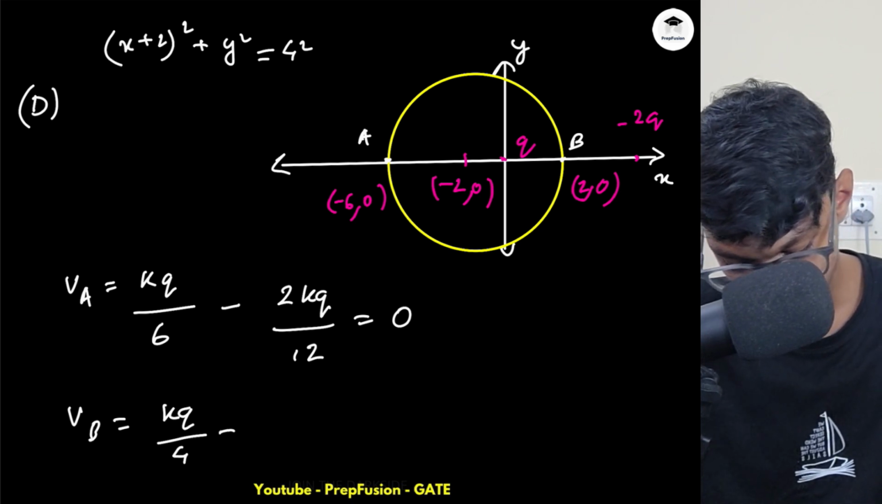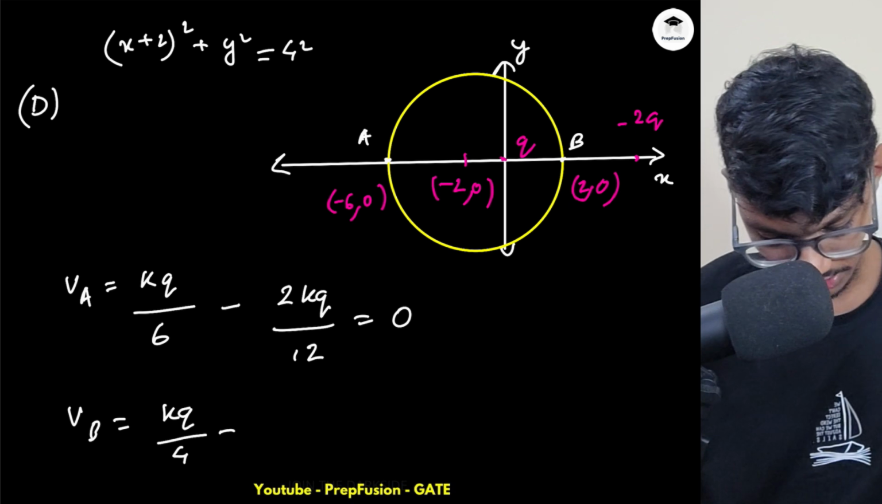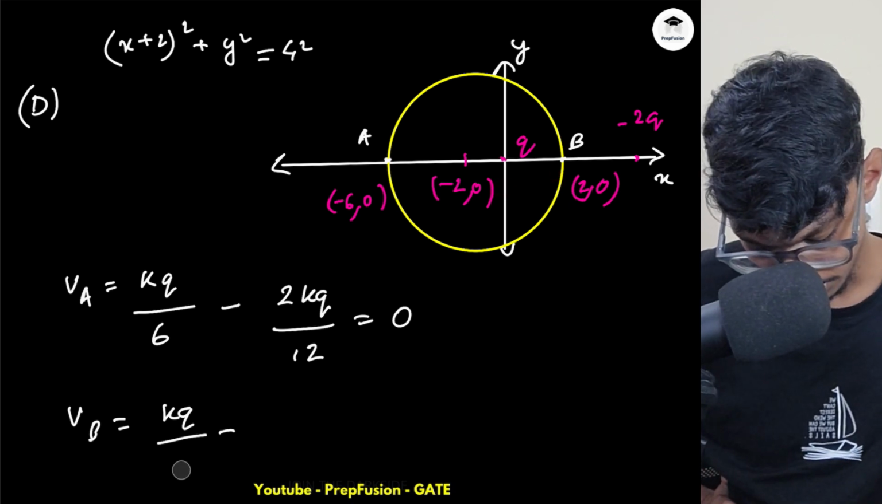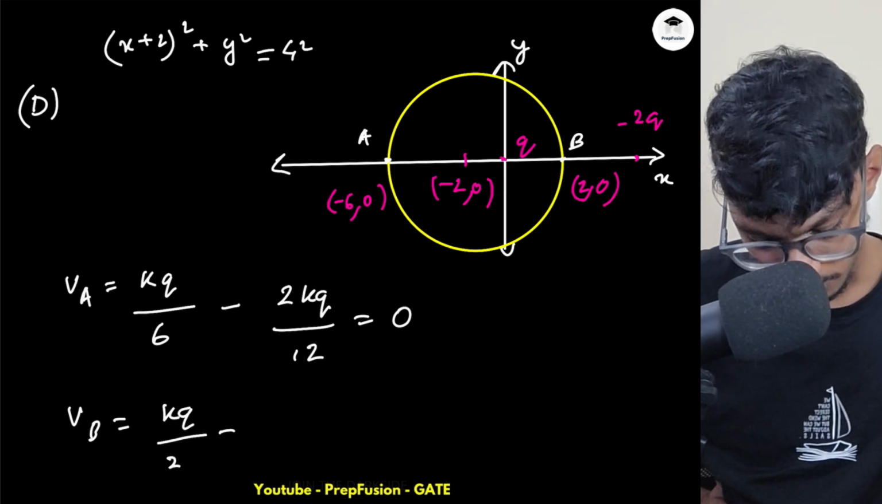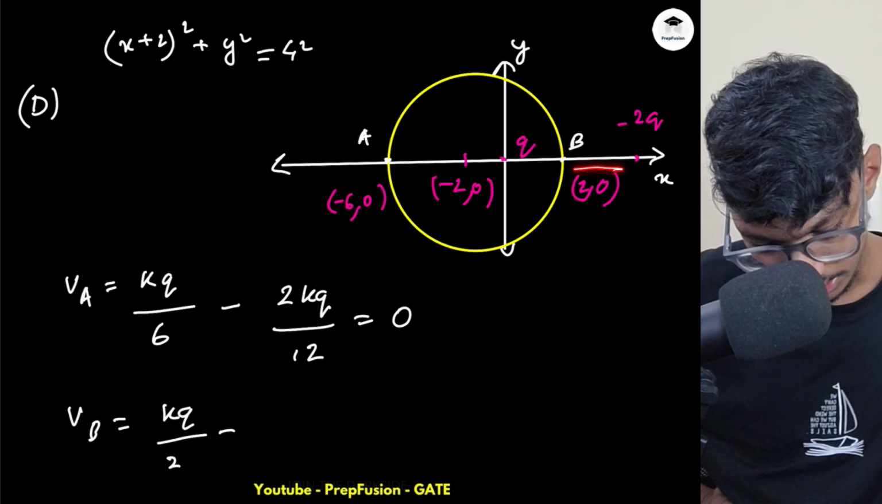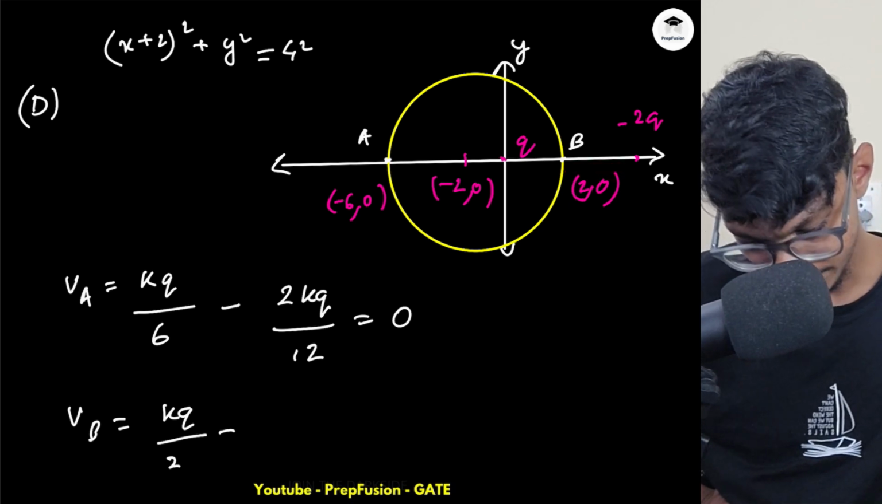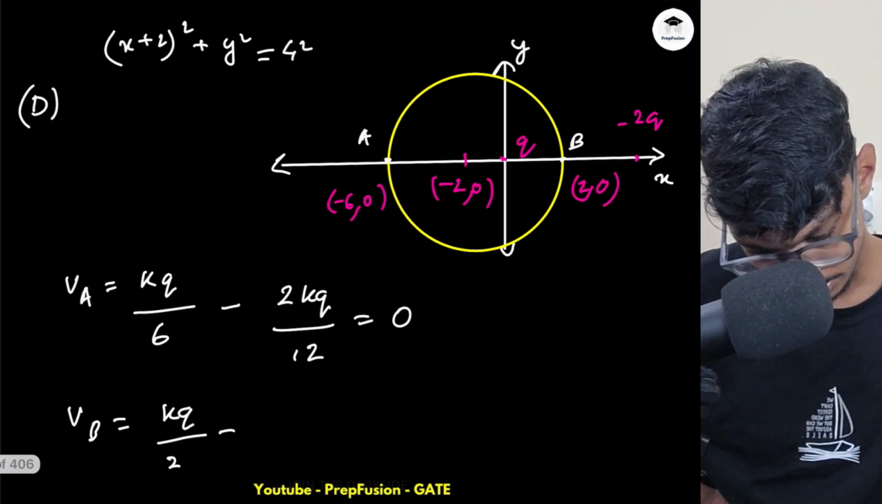And this is actually not due to this charge. Due to the q charge it will be kq by 2, and due to this charge it will be kq by 4, because this point is at 6, 0, right?